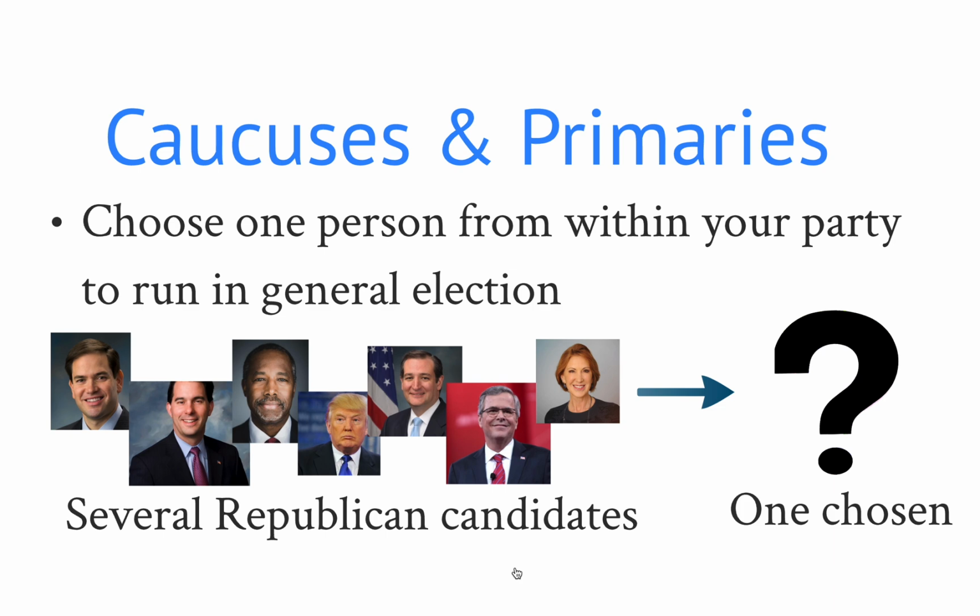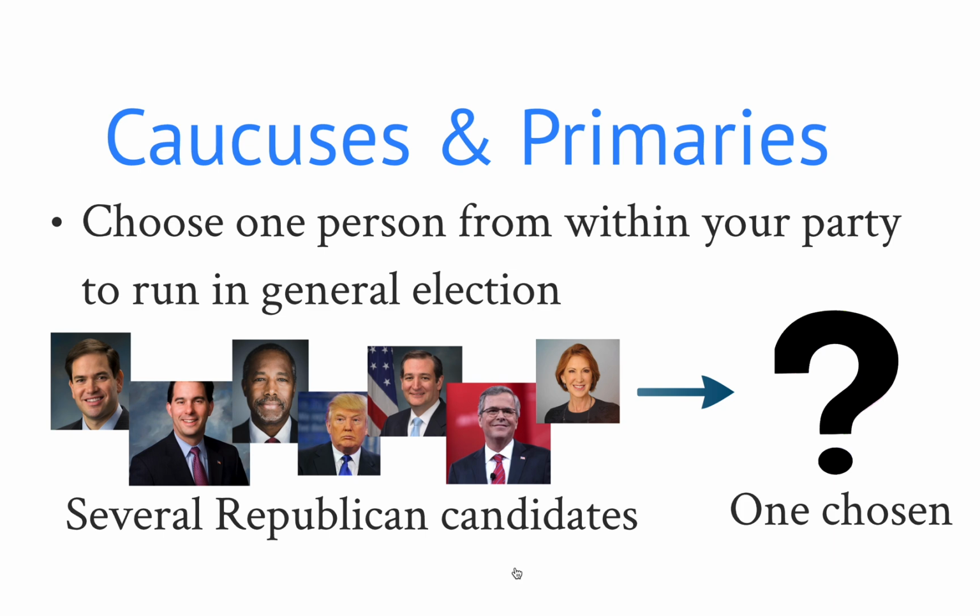Caucuses and primaries. Let's talk about what those are. Both of them have the same purpose. A caucus and a primary both are the state's way of narrowing down a group of people running for office to one person running for office. So you would have a list of people running for president from the Republican Party and a list of people running for office from the Democrat Party.